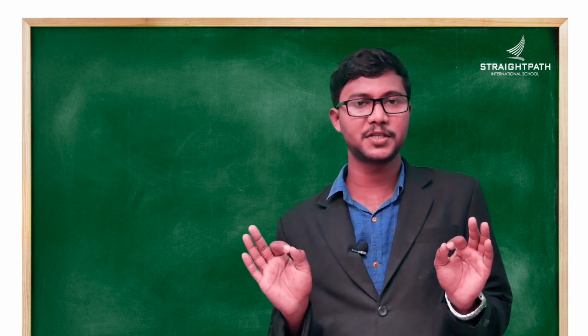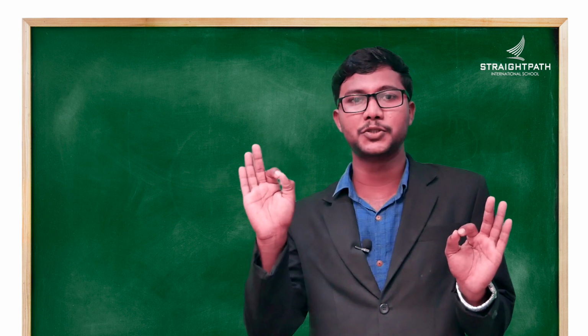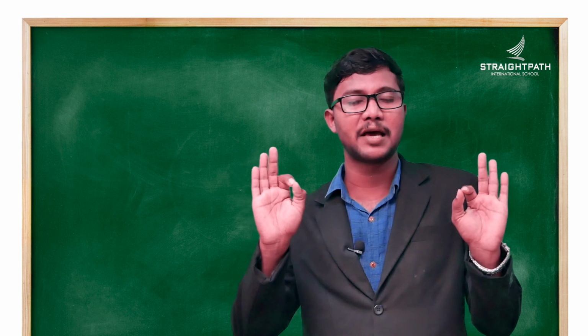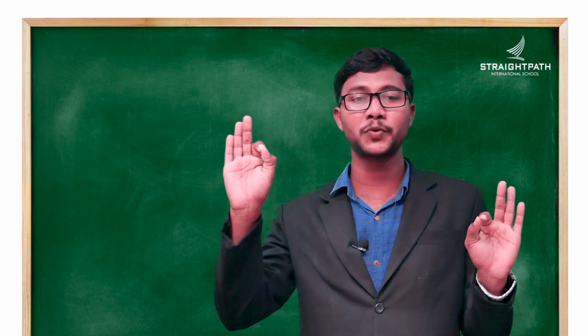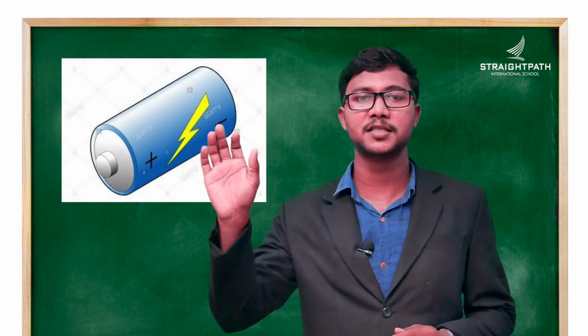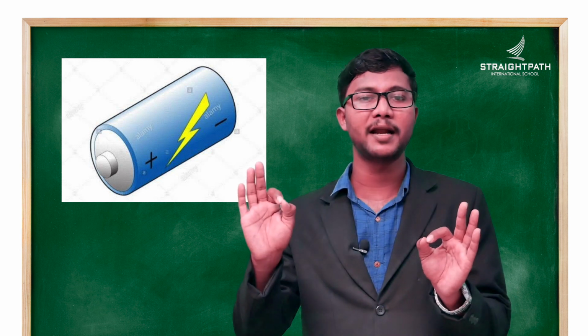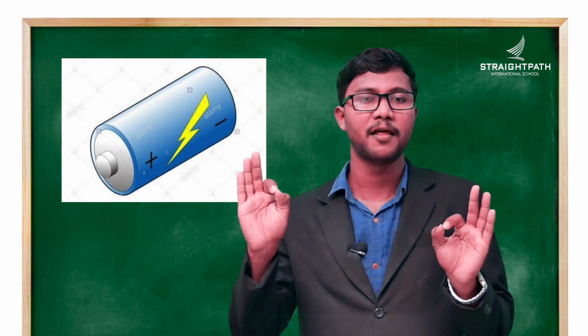Here the term itself means that it's a difference. So what is the difference? A positive and a negative have a difference. Here you have a positive as well as a negative. Take an example of a cell, in which you can see a positive terminal as well as a negative terminal. So between these two a difference is there, that is a potential difference.